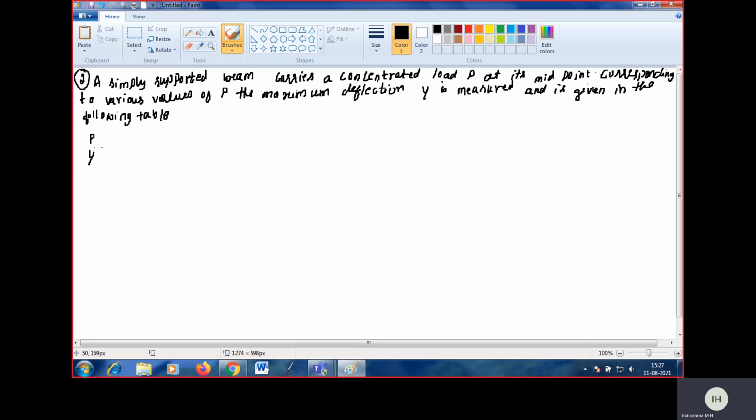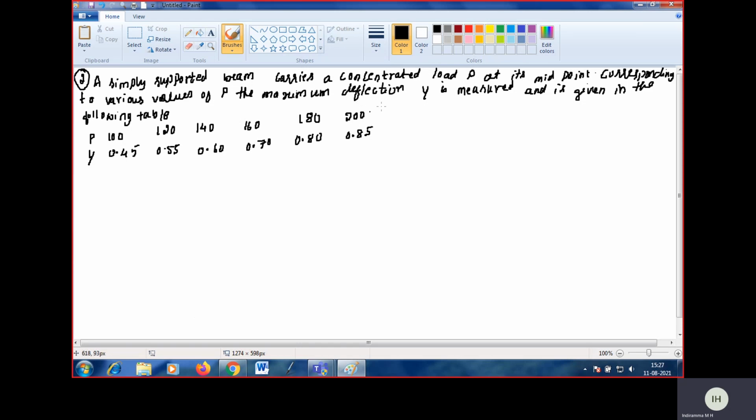Y value given. P is 100, corresponding Y value is 0.45; 120, so 0.55; 140, 0.60; 160, 0.70; 180, 0.80; 200, 0.85.